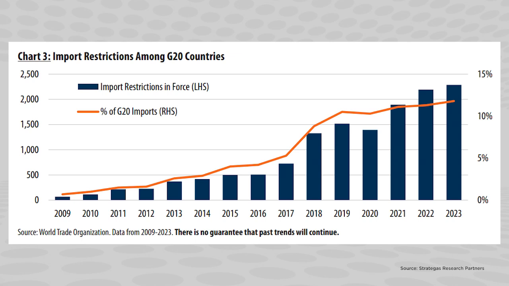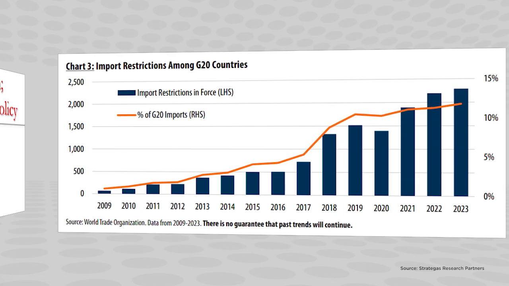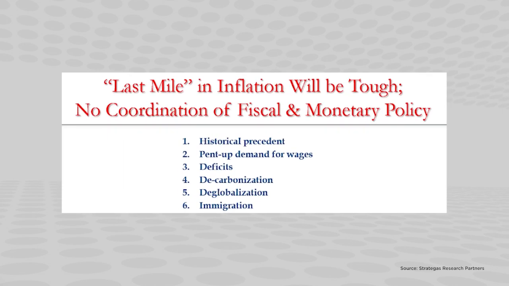Back in 2009, there were 20, 30 or so trade restrictions in place among these group of 20 countries. We're over 2,000 now, just 15 years later. Over 2,000 trade restrictions. It's amazing how popular this theme of deglobalization has become, and how common tariffs, trade restrictions, and import restrictions are becoming. It seems like a theme that's here to stay among the world. And then number 6 is immigration.